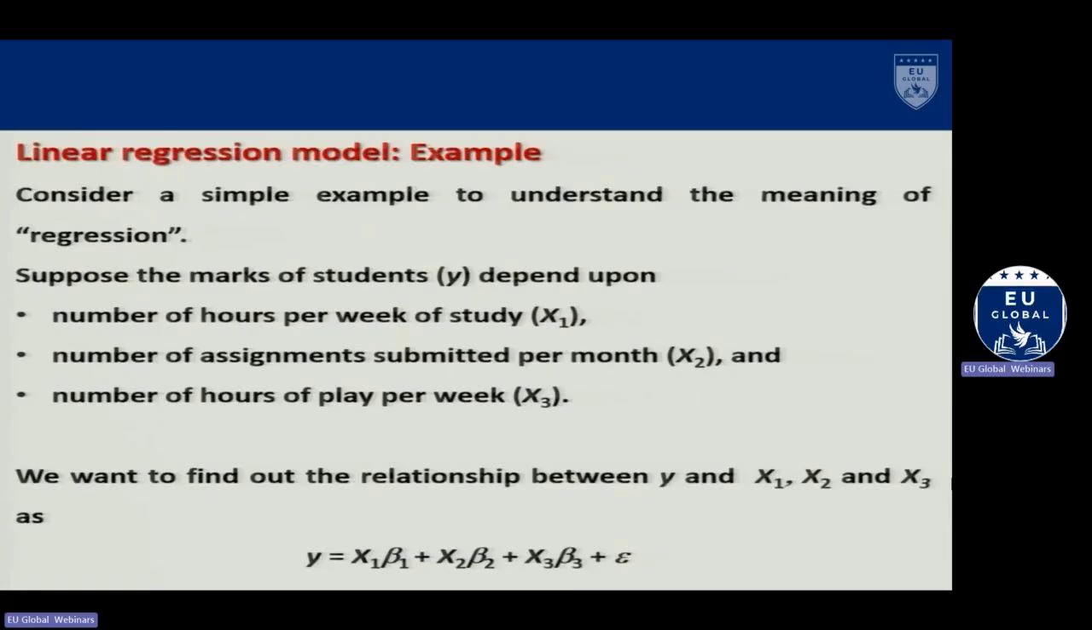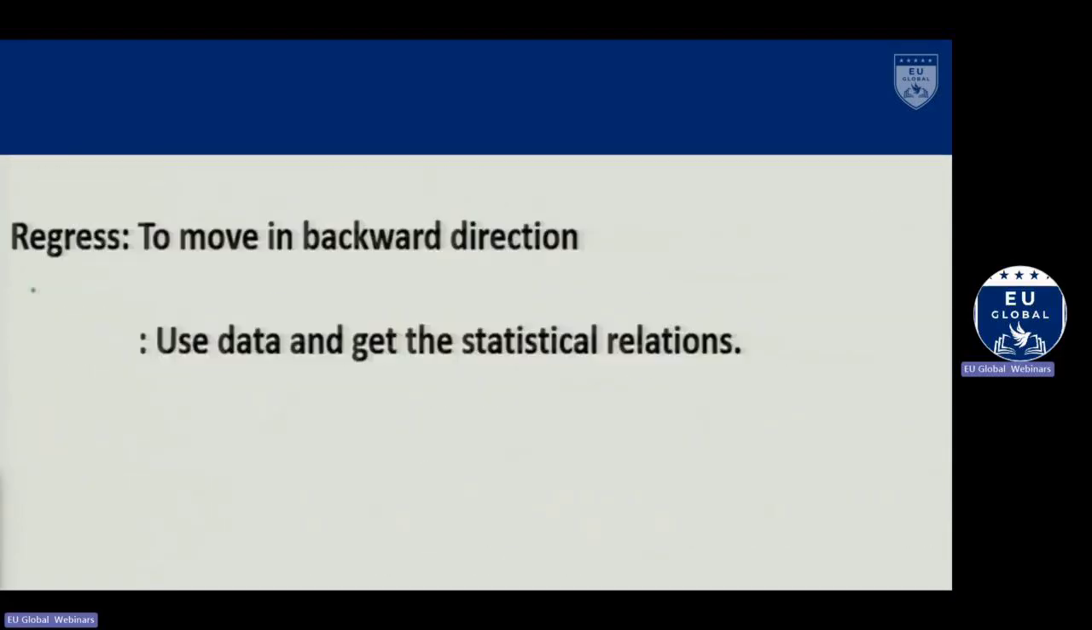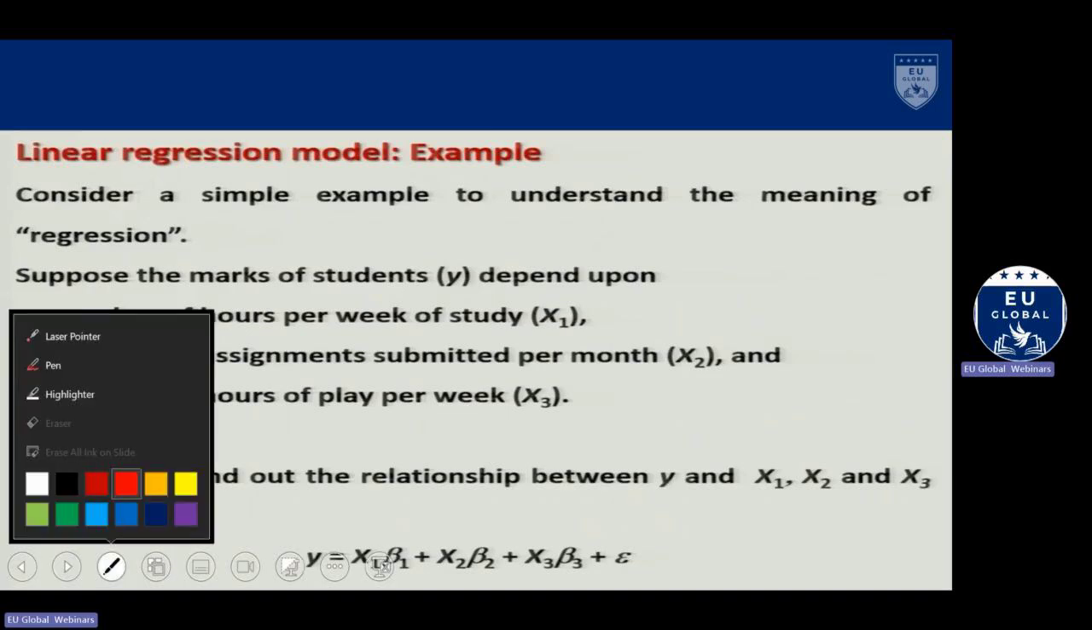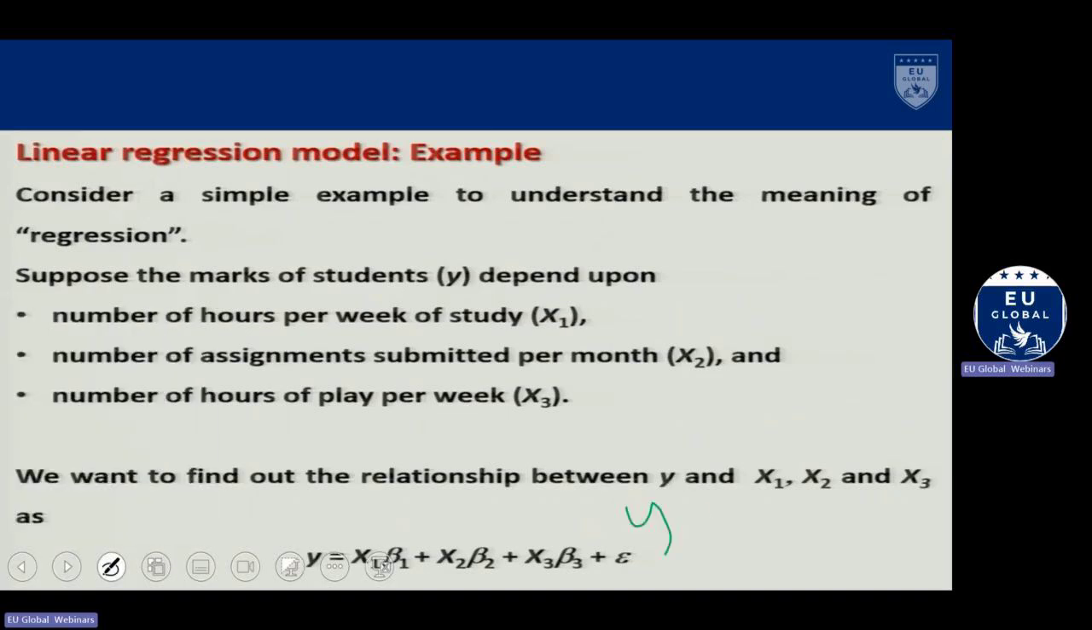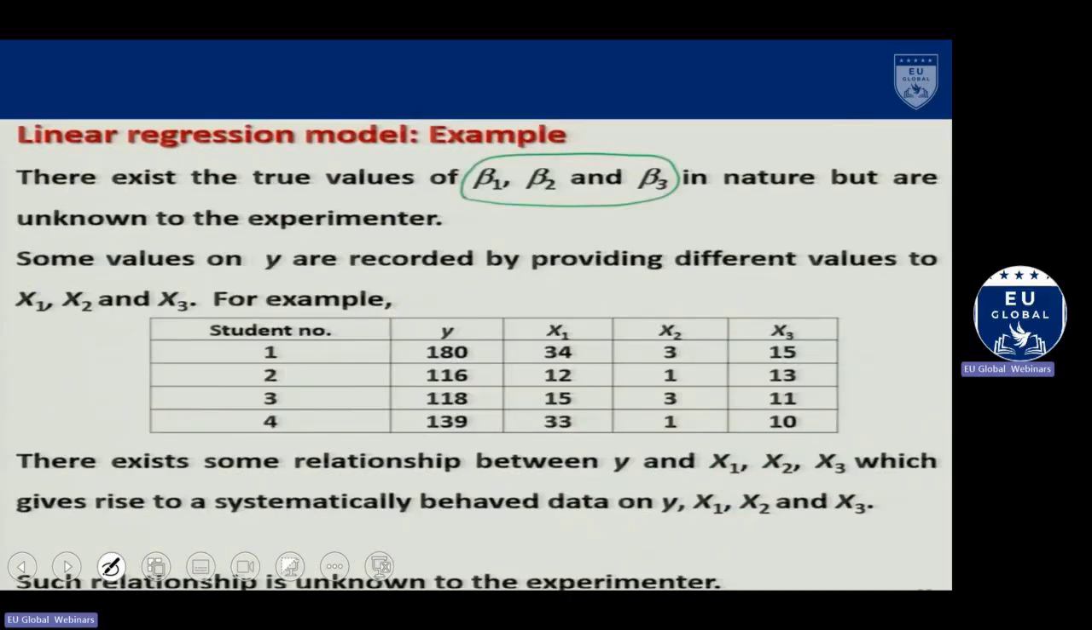So basically, what do we write? So how do we write it? I'll just use a pen. We write y is equal to x1 beta 1 plus x2 beta 2 plus x3 beta 3 plus epsilon. So this is the equation of writing the linear regression. Here beta 1, beta 2, beta 3 are true values in nature, but they are unknown to the experimenter. So the experimenter doesn't know the value of beta 1, beta 2 and beta 3.